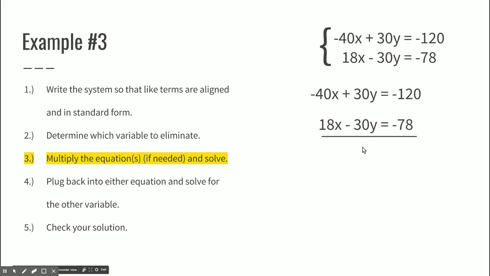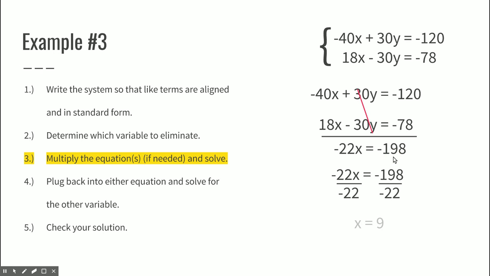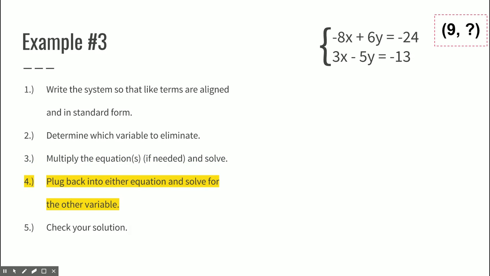And when we set up our addition, that cancels out. Negative 40 plus 18 is going to give us negative 22x. On these ones, negative 120 and negative 78, the signs are the same, so you add. And when you divide both sides by negative 22, it works out perfectly, and x equals 9. So we've got our x value.